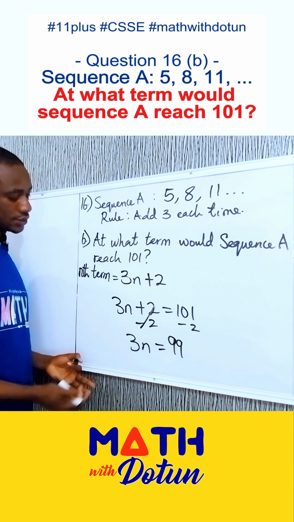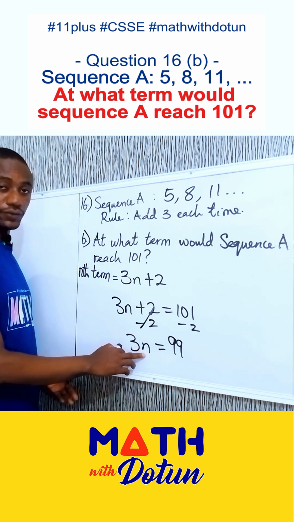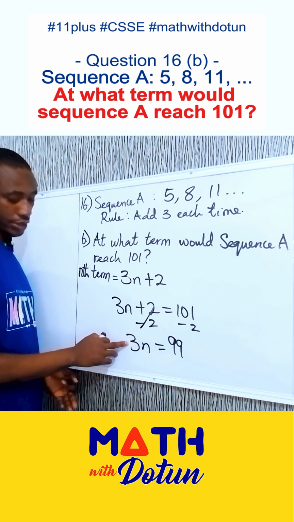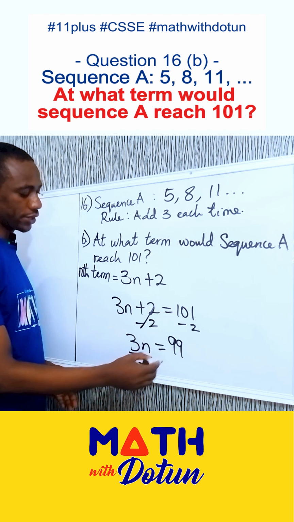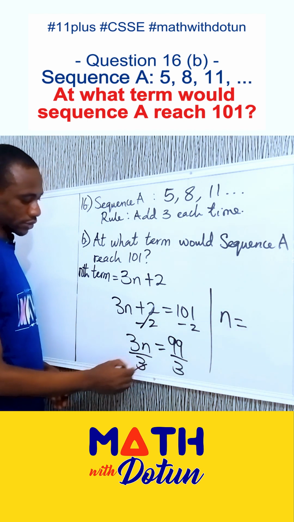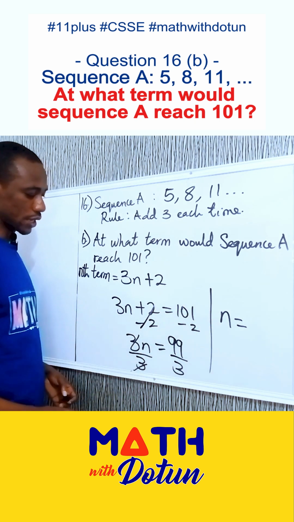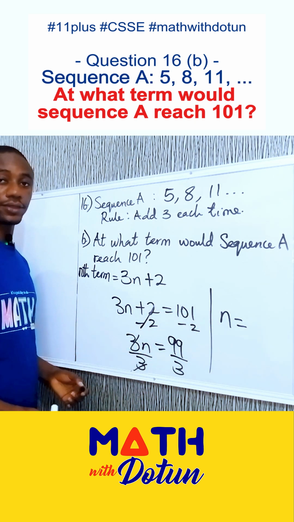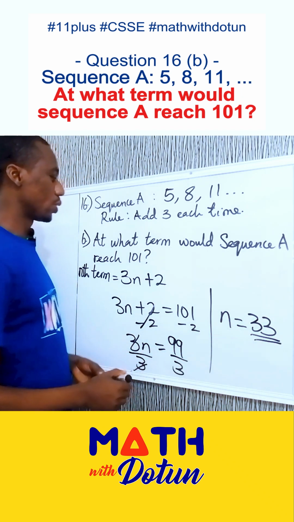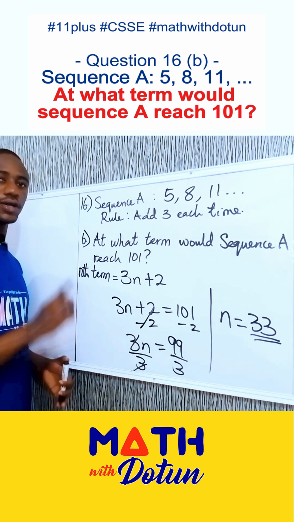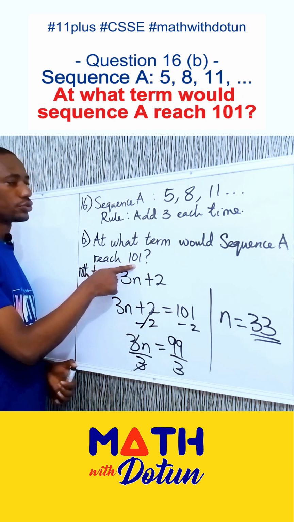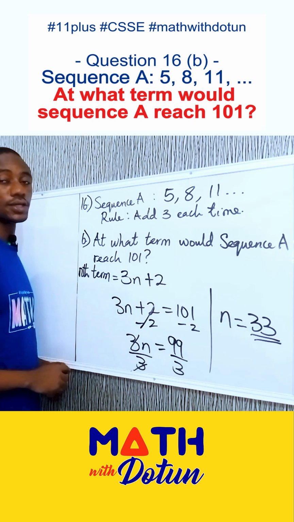So the next thing is for us, since we're only looking for the value of n, we divide both sides by this coefficient 3, right? So divide both sides by 3, and then the value of n, because 3 divided by 3 leaves only one n. So 99 divided by 3 is 33. So it will be at the 33rd term, where we'll have 101 as the value in the sequence.